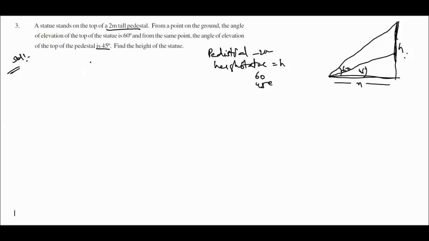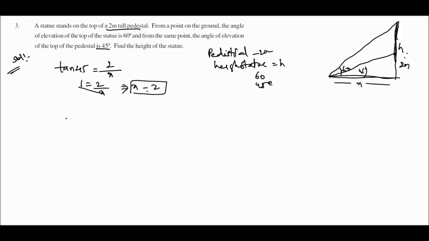From the figure, tan 45 is equal to the pedestal height 2 divided by x. Tan 45 is equal to 1. So 1 is equal to 2 by x, and so x is equal to 2.